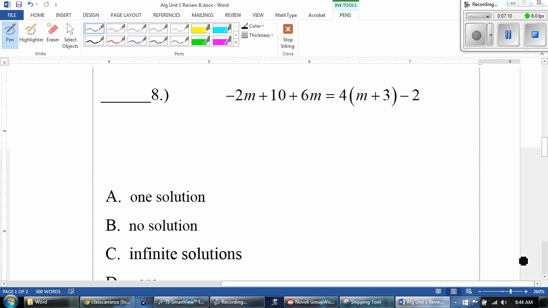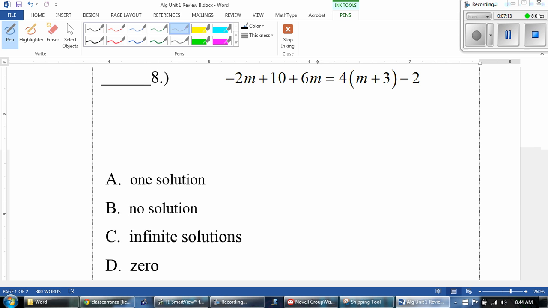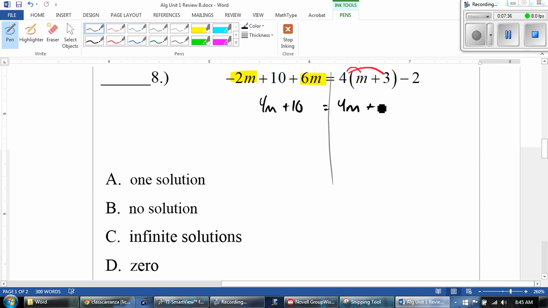All right. Number 8. So on the left-hand side, you can combine your like terms. -2 plus 6, we get 4m plus 10. Okay? But on the right side, I have to distribute. So 4 times m is 4m, 4 times 3 is 12. Okay, well now I have to combine my like terms on that side. So we have 4m plus 10 equals 4m plus 12 minus 2 is 10.